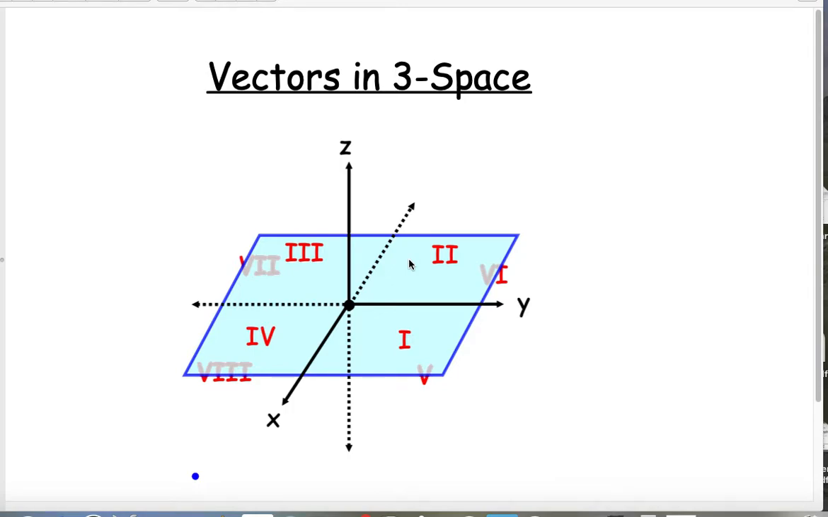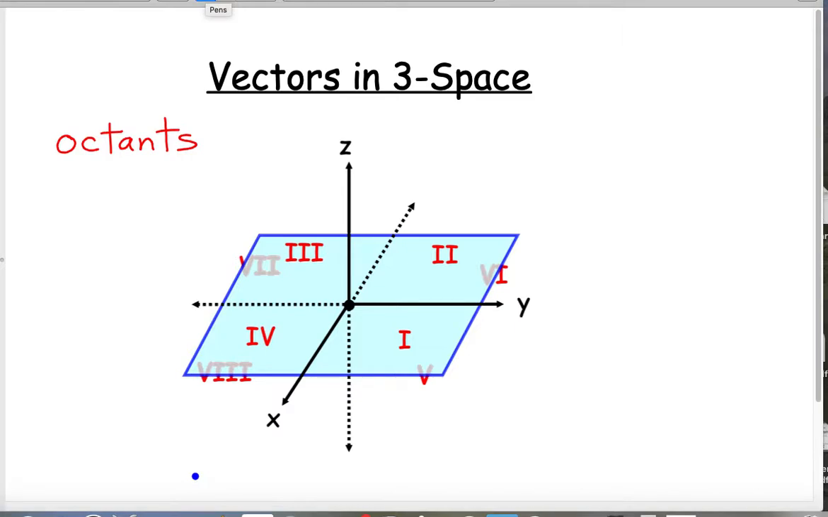Okay, so let's extend what we know about vectors in 2 dimensions to vectors in 3 space. In 2 dimensions, we had an x-axis and a y-axis, and that divided the coordinate system into 4 sections, which we called quadrants 1, 2, 3, and 4. Now in 3 space, we're going to have an x-axis, a y-axis, and a z-axis, which is going to divide our space into 8 regions, and we call those regions octants. And those are 3-dimensional regions.